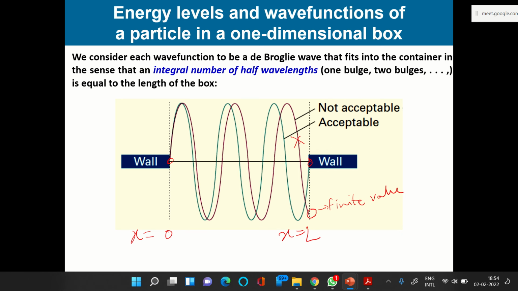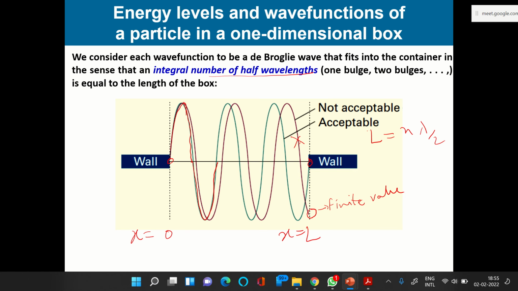If it satisfies the condition, then look at this green one, making these loops: 1, 2. So it has to be an integral multiple of half wavelength. So it should turn out that the capital L must be n lambda by 2.